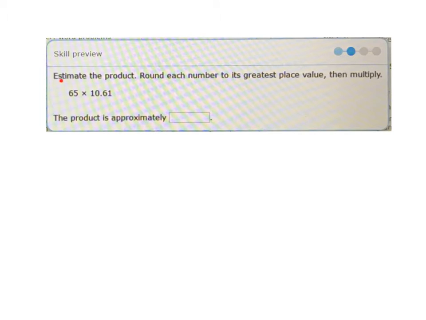So following the instructions, estimate the product, round each number to its greatest place value, then multiply. So this is in the tens, the 60s. So we're going to round to the nearest 10. So 65 rounds up to 70. And then times, so again, that one's 10.61. Its greatest place value is its tens, so that rounds to 10. So 70 times 10, the product is going to be approximately 700.